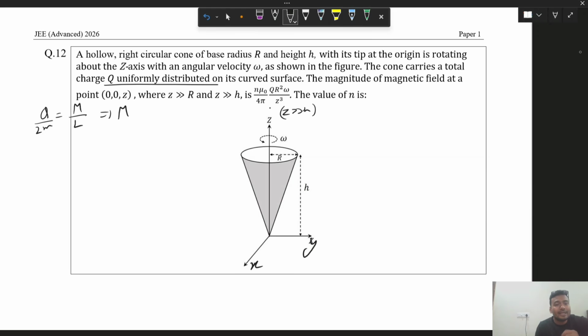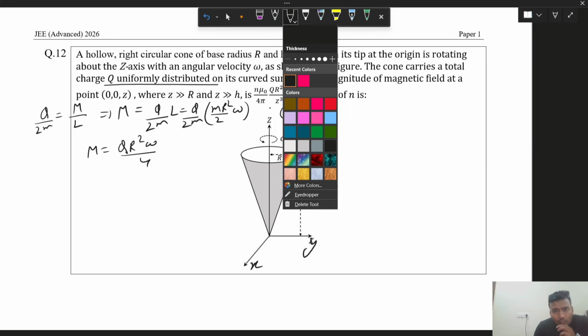Now magnetic moment you have to find out. You can ask why I'm finding magnetic moment, it has its relevance too, beta. So let me first find it. So q by 2m into l. It's a hollow cone, so its moment of inertia will be similar to that of a disk, so mr square by 2 into omega. So magnetic moment will be q r square omega by 4.